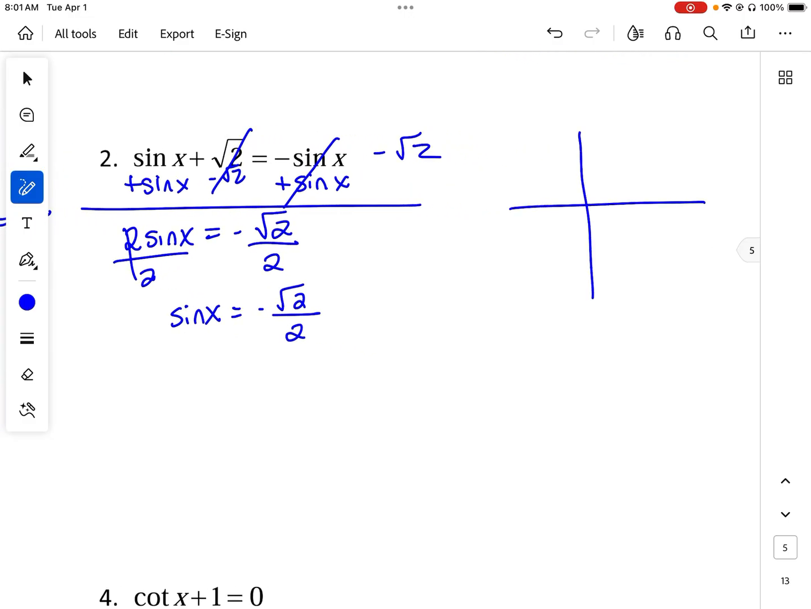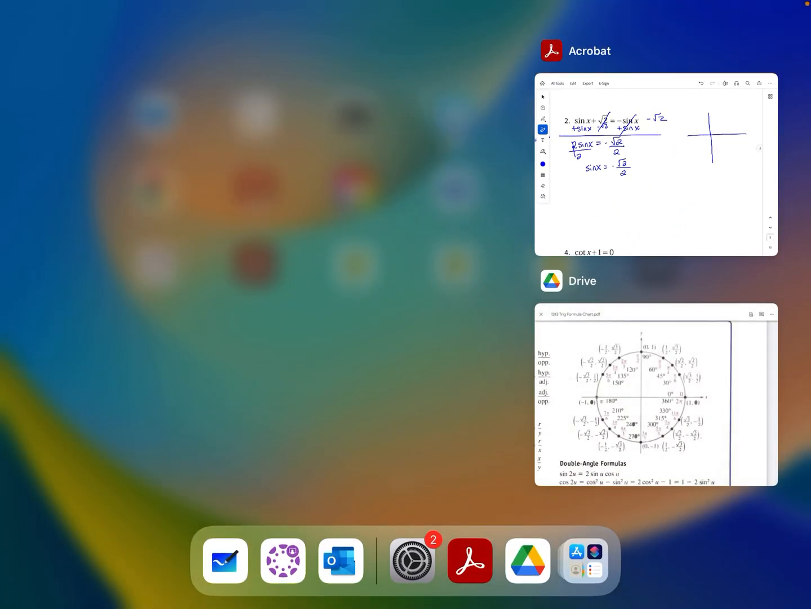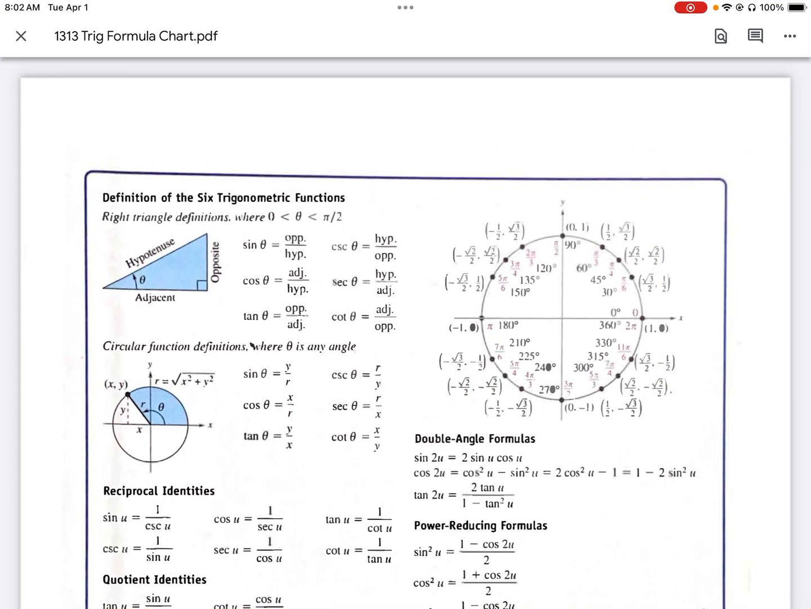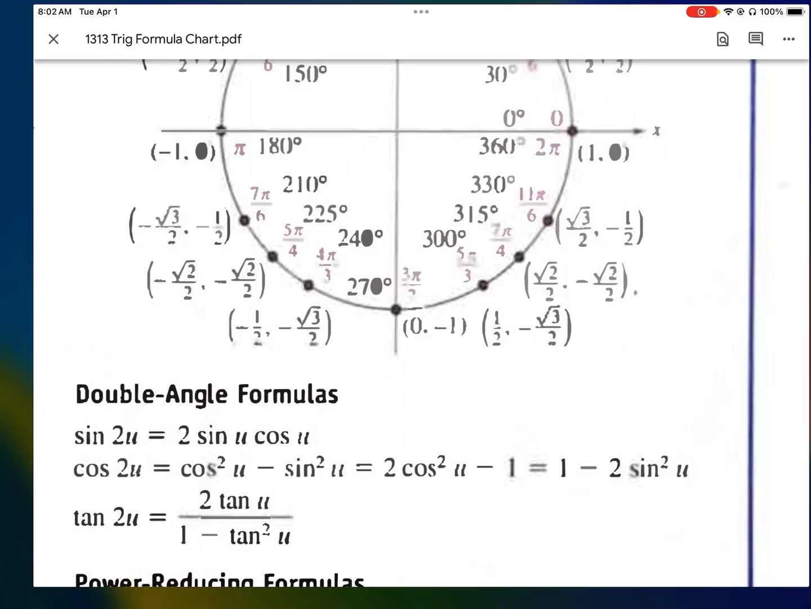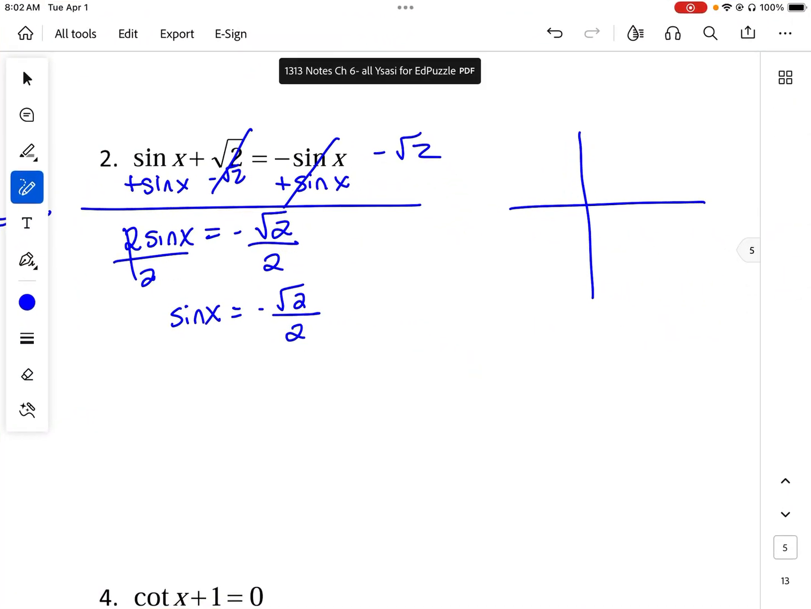Okay, so remember sine is y. So we are looking for where the y value is negative square root of 2 over 2. So that's going to be down in these bottom quadrants. So let's look. Sine is y. So negative square root of 2 over 2 is at 5 pi over 4, and the other one is 7 pi over 4. You see it? The y values at 7 pi over 4 and 5 pi over 4. So that is here.